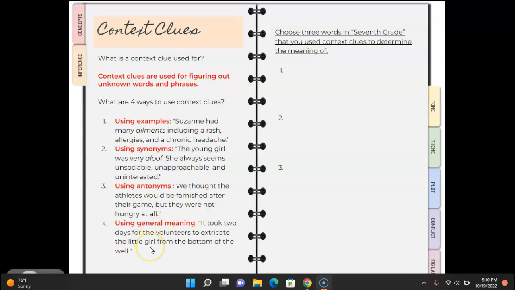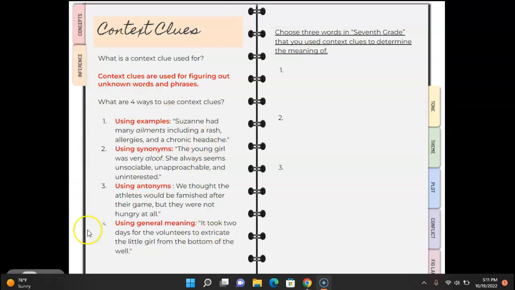Lastly, we can use general meaning in order to figure out context clues. So it took 2 days for the volunteers to extricate the little girl from the bottom of the well. If we don't know what the word extricate means here, we can use our understanding that little girls typically aren't at the bottom of wells, and if volunteers are helping the little girl at the bottom of the well, then they're probably helping to get her out. So we can assume that extricate might be along the lines of getting out.